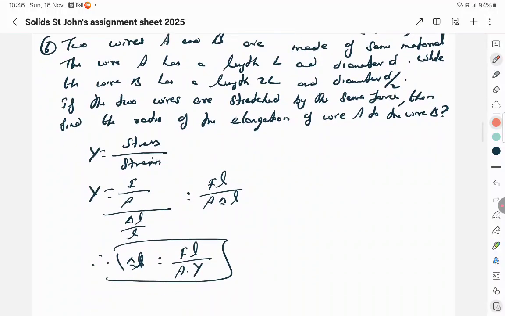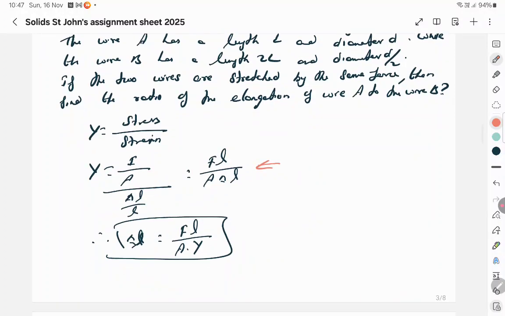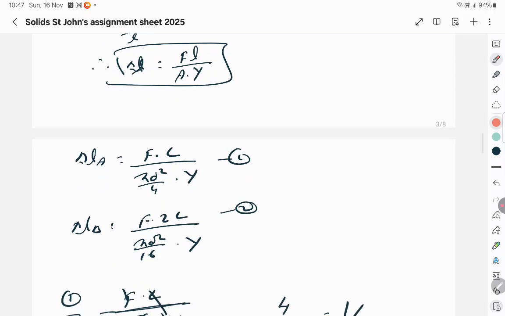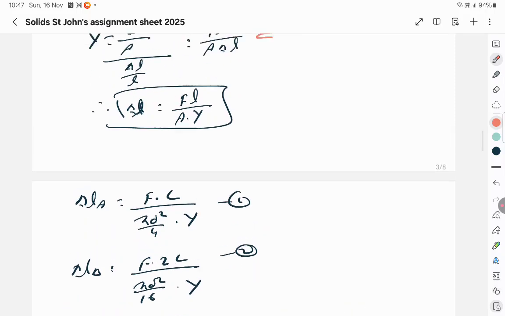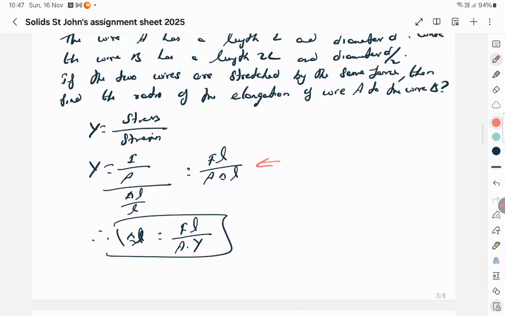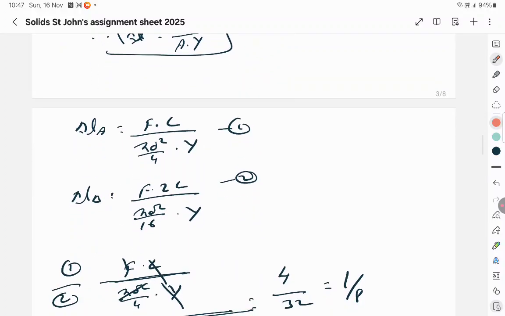So Young's modulus equals stress by strain, force by area by delta L by L. You get this formula. So from this, cross multiply, write delta L and write it for the first material and second material based on the diameters. And you know that the diameter of the second wire is D by 2, half the original. So instead of writing D dash, the new diameter, I'm writing D by 2 the whole square, which becomes D square by 4, and the area goes as D square by 16.